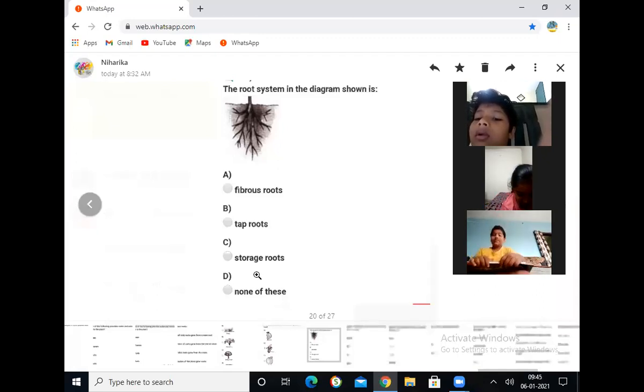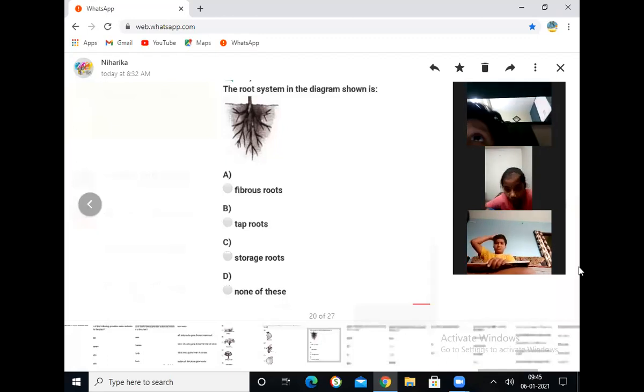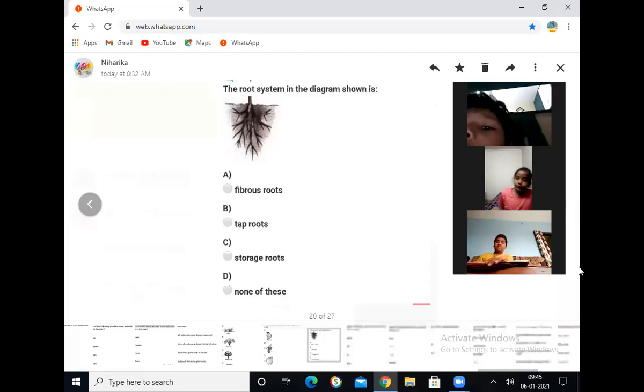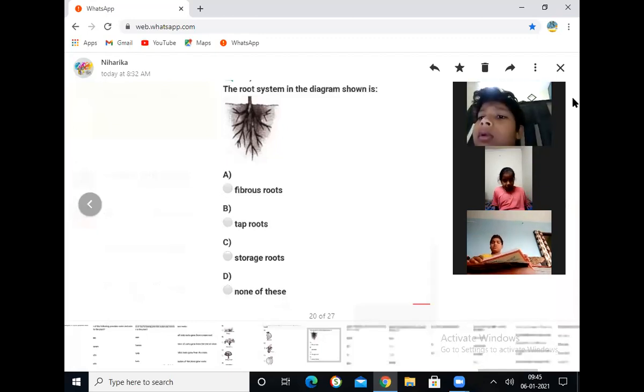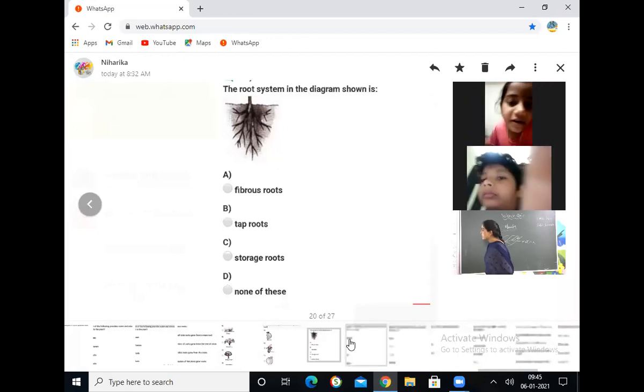Fine. Mute. Next person. Gagan, will you tell me the answer? Yes, very good. Gagan knows the correct answer. It is the picture of the diagram of taproot. The roots in the diagram are covered as the taproot image. Next question.